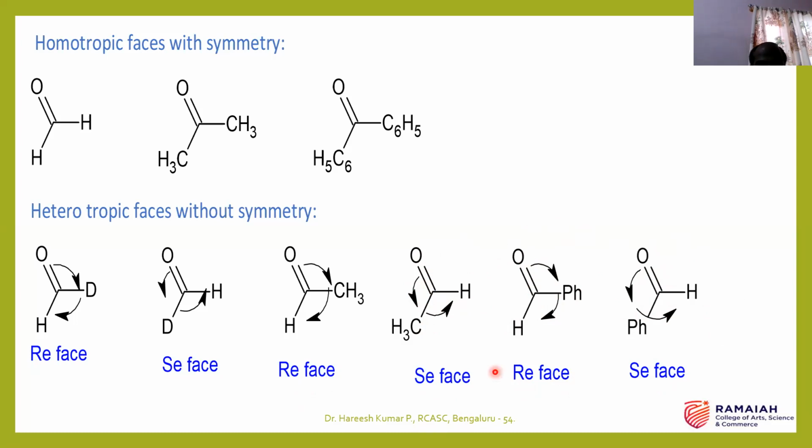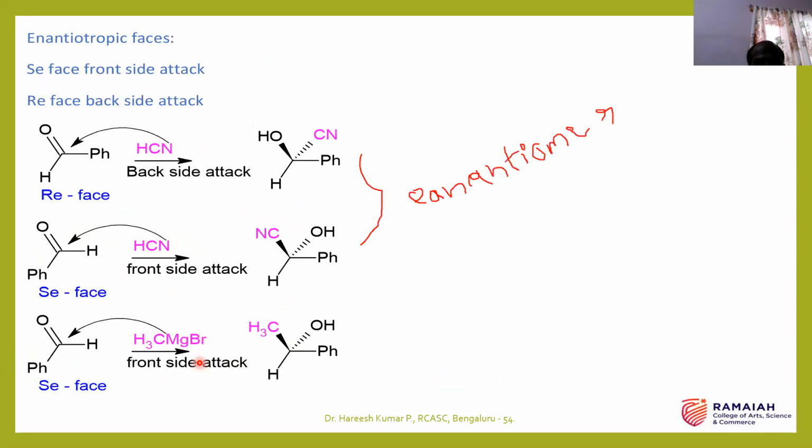So what are heterotopic phases? Give an example. And how many phases are present in heterotopic? Then you have to take examples like this. You have to mention that in heterotopic phases, two phases are there, Re phase and Si phase. That's what you have to explain. So with this, I will go to the next slide.